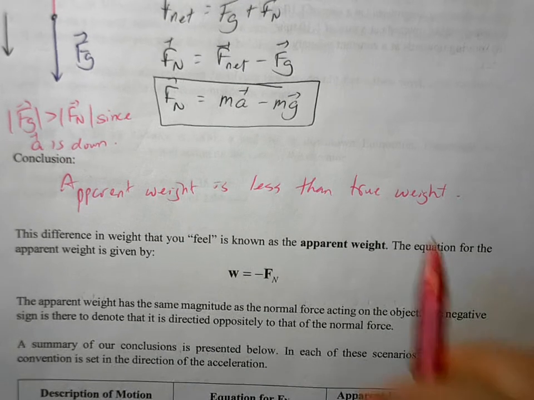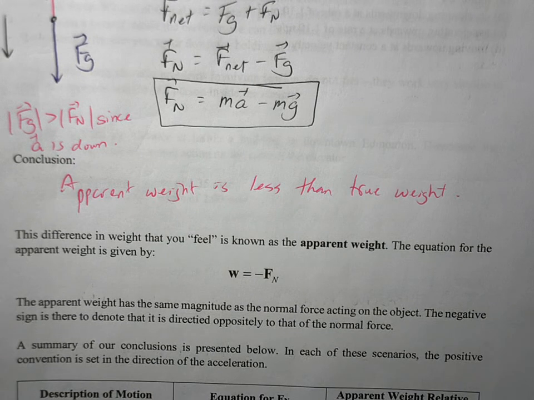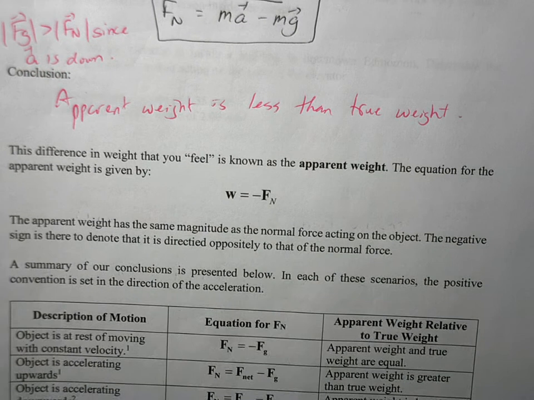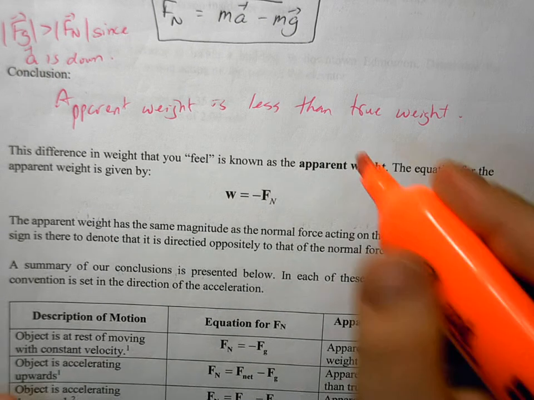In terms of accelerating downwards, what's happening is that scale is trying to move away from your feet. It's trying to decrease that contact force between you. So you're going to notice that as a decrease in weight, or what you're going to notice is your apparent weight is less than your true weight. So this difference that you feel, this is what we call the apparent weight.